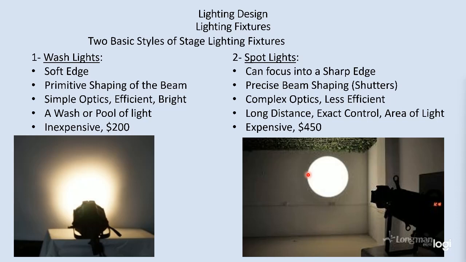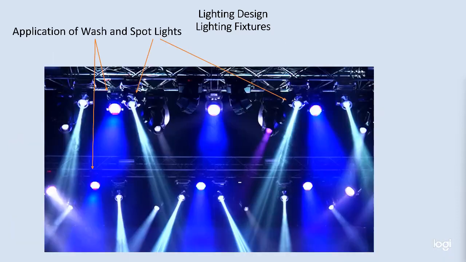The more glass, the more lenses there are, the less efficient a fixture becomes. So they're less efficient, but they excel at throwing light long distances with very exacting control. Some spotlights can throw light hundreds of yards and be very precise. They tend to be expensive. You know, a normal Source Four ERS is in the $400, $450 range. So let's look at some applications.